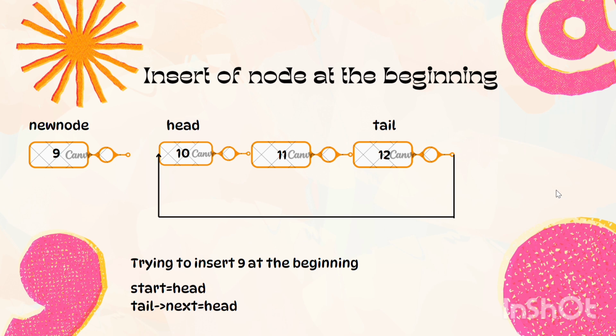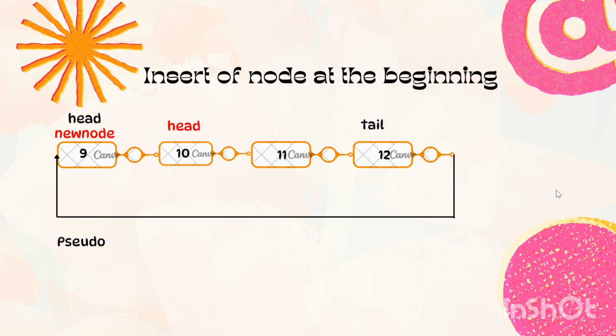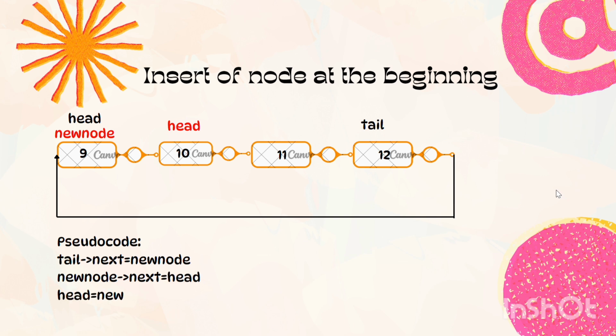So here the insertion of a node at the beginning. Here we initialized the new node as the head. Here is the pseudocode. We have to traverse and get the tail at the end. We have to set the tail next to the new node. Now the new node next to head. Now the head to the new node. This is how we can insert 9 at the beginning.